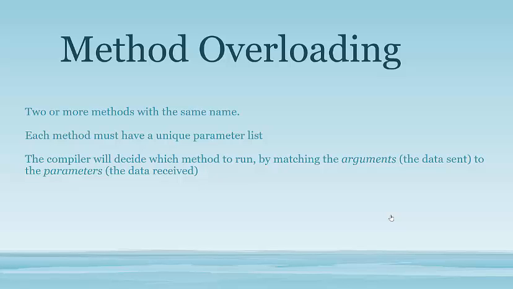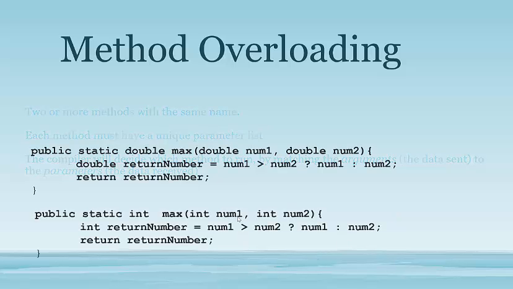The compiler will know which method to run based on the arguments that are sent, matching them to the parameters that the methods are receiving. Let me give you an example of that. Here are two methods that have the same method name. These are both called max. This one's max and it has doubles, and this max is receiving ints.